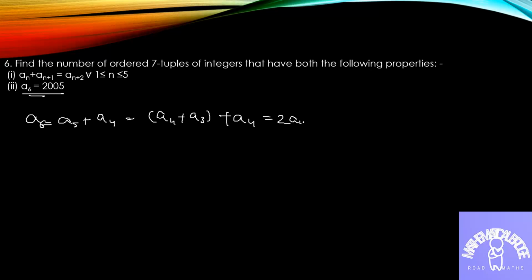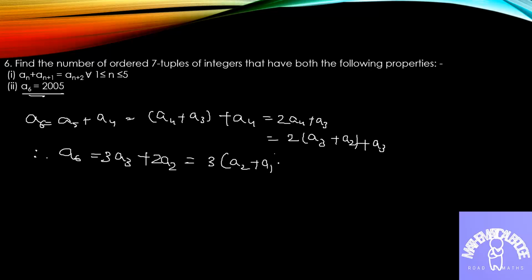So that is 2 times a4 plus a3. Now this a4 can be written as a3 plus a2, and a3 is a3 itself. This means a6 is equal to 3 times a3 plus 2 times a2. And now this a3 can be written as a2 plus a1, so 3 times a2 plus a1 plus 2 times a2, which is equal to 3 times a1 plus 5 times a2. So we reduced it to the lowest possible variables of this 7 tuple.